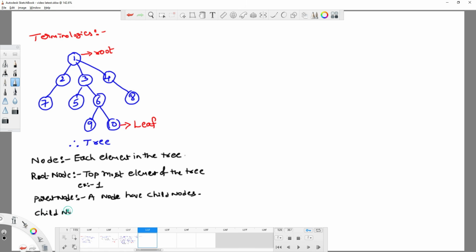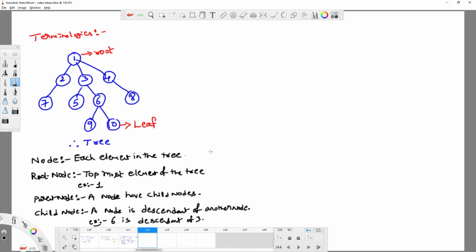If a node has a parent node, a node can have a parent. If a node can have a parent, I can call it a child node. I can write it in another way: if a node is a descendant of another node. Descendant means child. If you observe, is 6 a descendant of 3 or not? Right? 6 is definitely a descendant of 3.